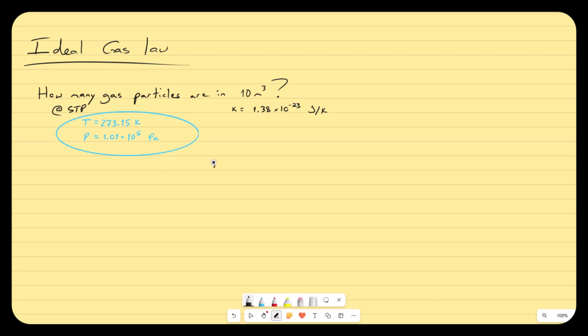We're going to say P times V equals N, which is what we're looking for, times the Boltzmann constant times T, so our N works out to be PV over kT. I'm going to get 1.01 times 10 to the 5th pascals times a volume of 10 cubic meters, divided by the Boltzmann constant and the temperature.